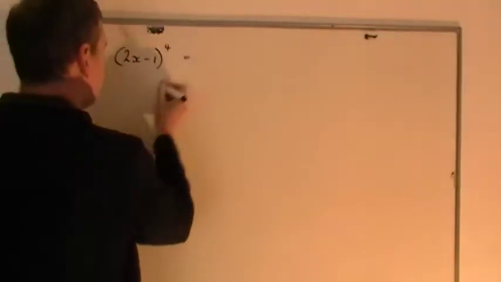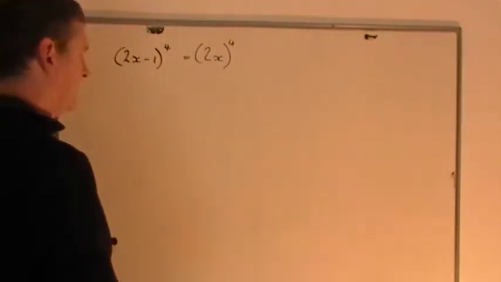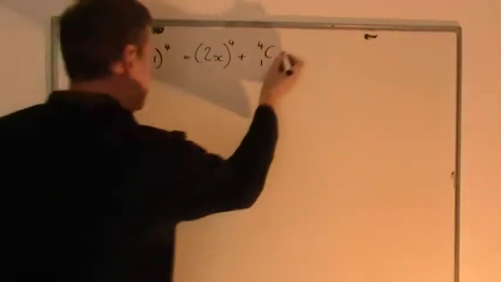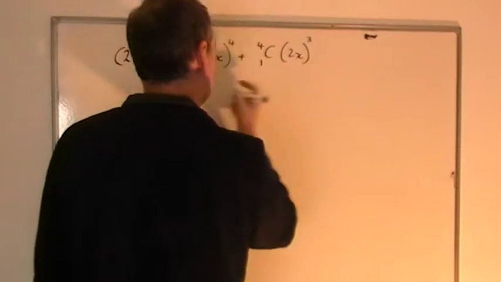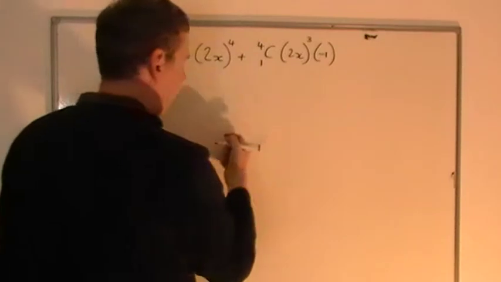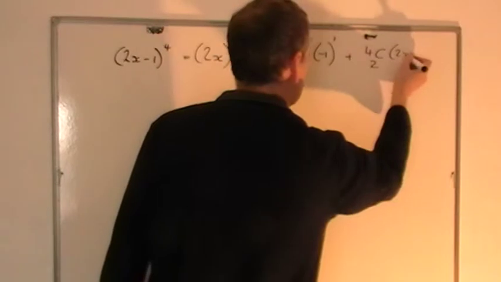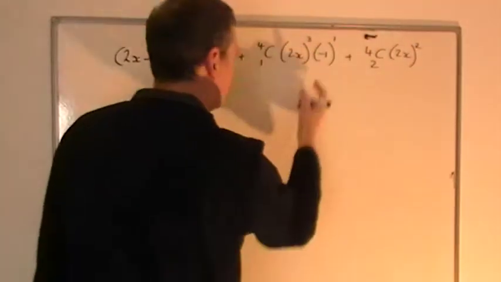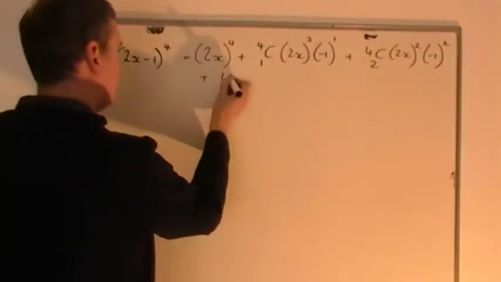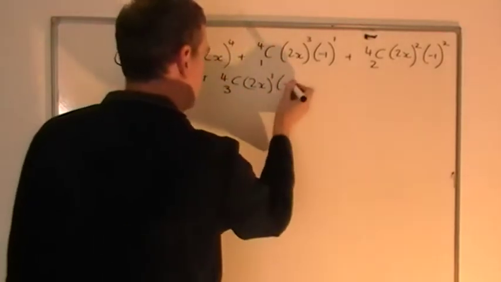Let's expand it. So you take the first term, 2x, you put it in a bracket and it's going to be power 4. That's the first term. Plus, the second term will be 4 choose 1. Then you take the 2x, put it in a bracket and the power goes down from 4 to a 3. Now, don't forget, it's a minus 1 the second term, so put that in a bracket, power 1. Plus, 4 choose 2. The 2x in a bracket now falls to a power 2 and the minus 1 raises to power 2.